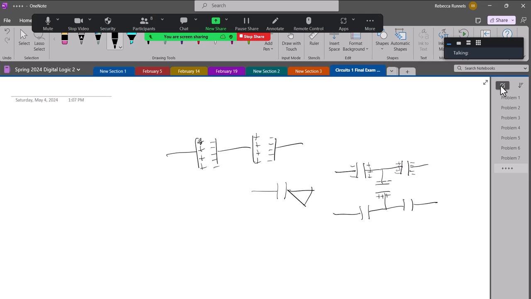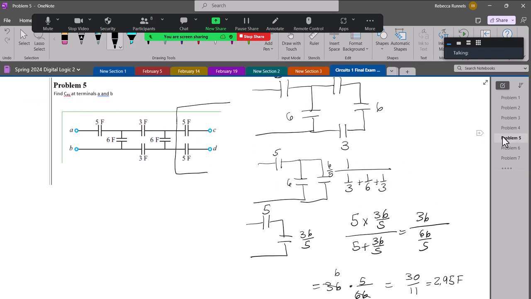So if we were looking at terminal CD, we could ignore that 5. Yes, if we were looking at terminal CD, we would ignore the 5. Other questions?